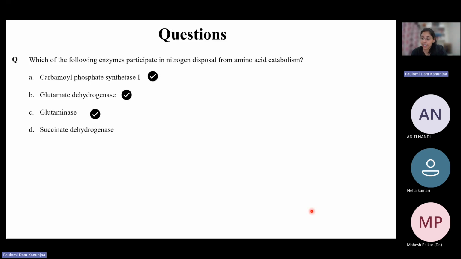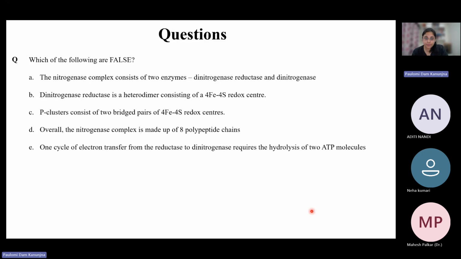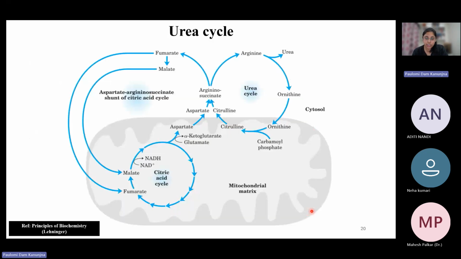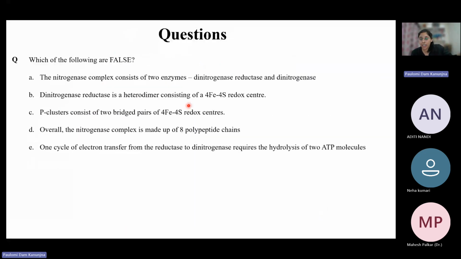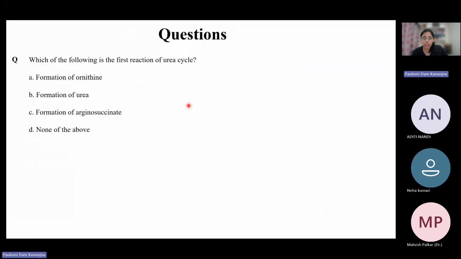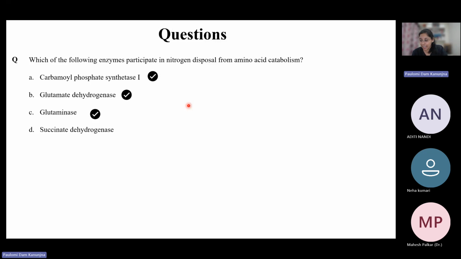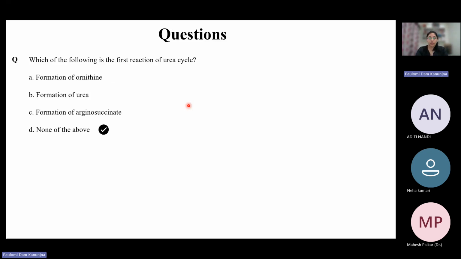And succinate dehydrogenase is the incorrect option, because if you look here, let me go back to this shuttle. Succinate dehydrogenase is basically here in the formation of fumarate, and it has no role with the urea cycle or any amino acid catabolism. So it has a role in the Krebs cycle, but it doesn't have a role in amino acid catabolism. All right, next one.